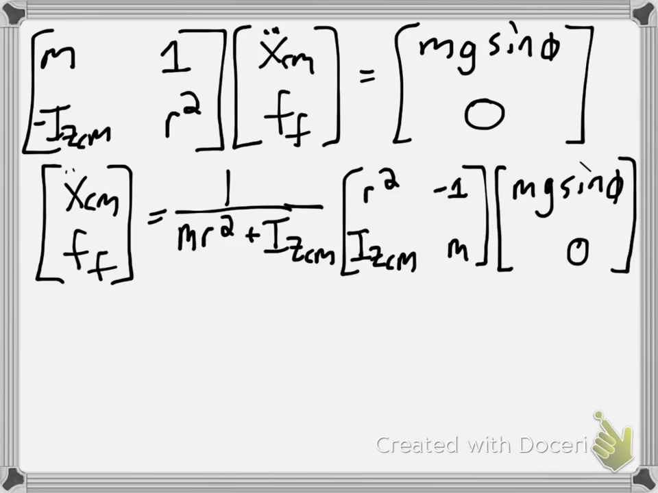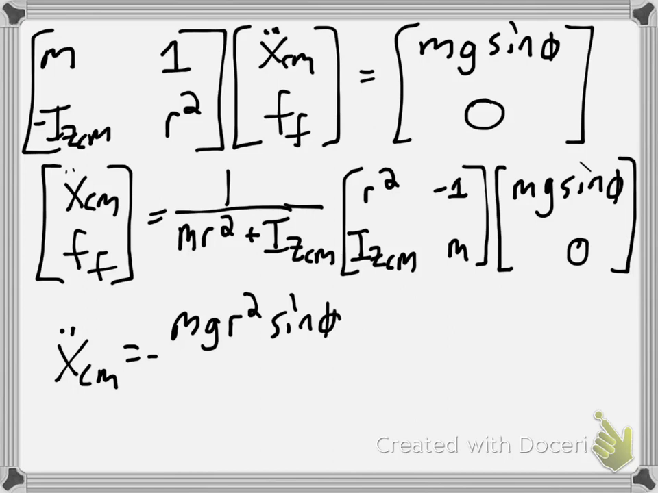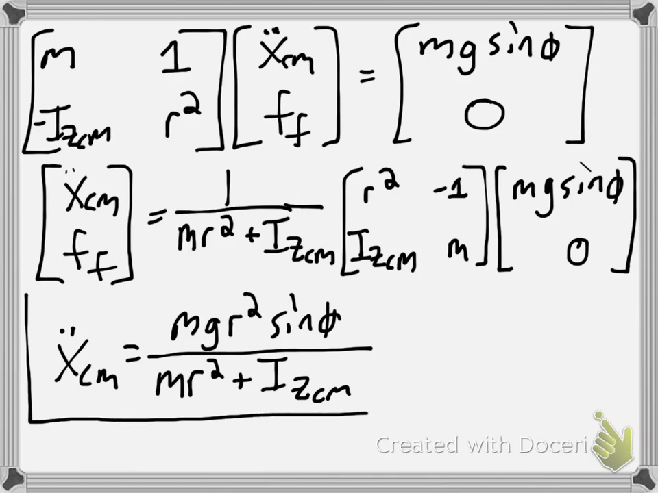Solving for x double dot of the center of mass, I have x double dot of the center of mass is equal to r squared times mg sine phi, and then minus 1 times 0. So I just have mg r squared sine of phi, divided by m r squared plus I_z center of mass. That is my equation of motion.